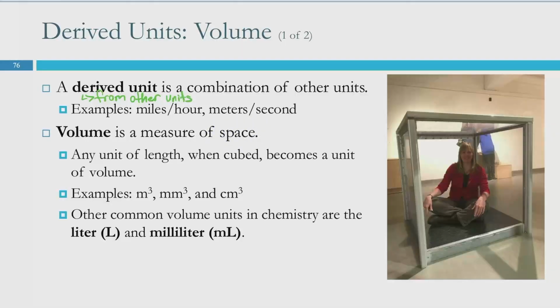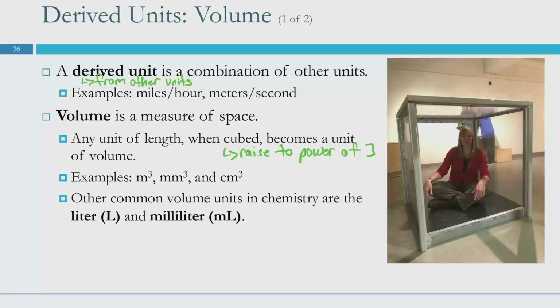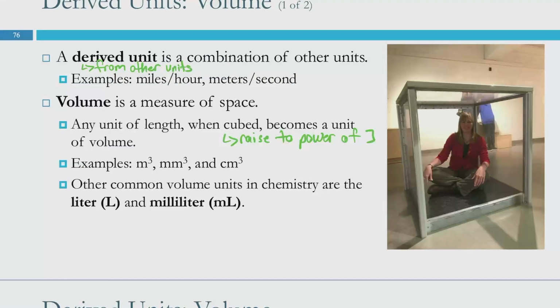Volume, which is a measure of space, 3 dimensions, can also have derived units. Any of our units of length, if you cube it, if you take it to the third power, becomes a volume unit. So things like cubic meters, cubic millimeters, cubic centimeters, cubic inches, cubic feet would be examples of derived units for volume. We also have some volume units that aren't derived, and those are the liter and the milliliter, which we will be using quite a bit.